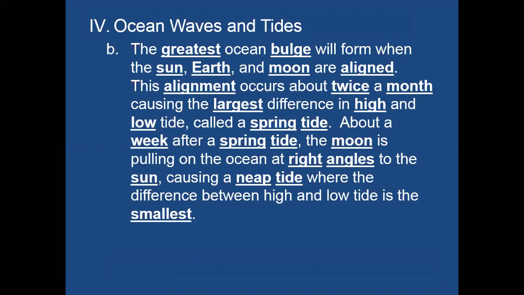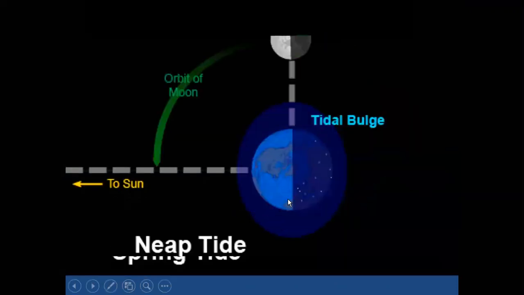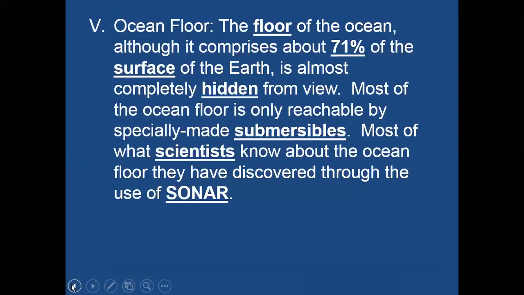Now, the alternative to this is to have what we call neap tide. Neap tide is where the moon and the sun are pulling at right angles to each other. And so the difference between high tide and low tide is going to be very small. So if we look here, the sun would be here, the moon is here. So the sun is pulling this way. Whoops, sorry.